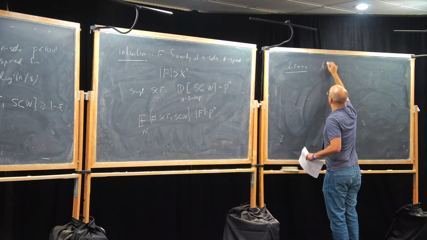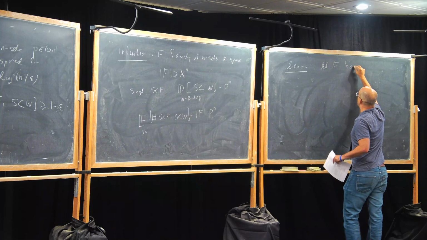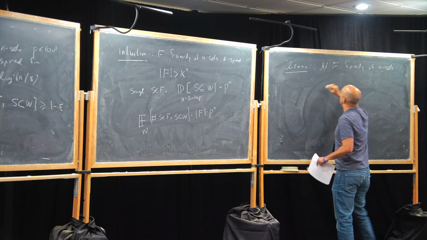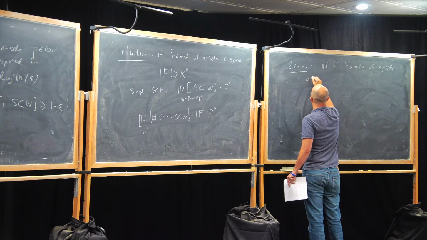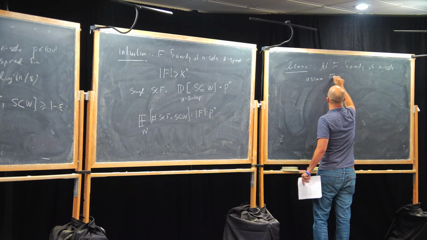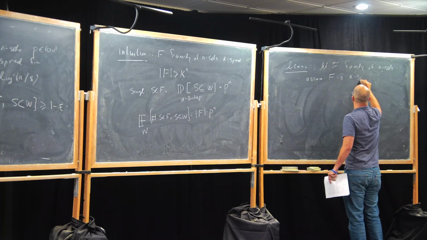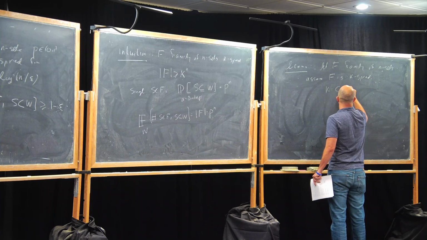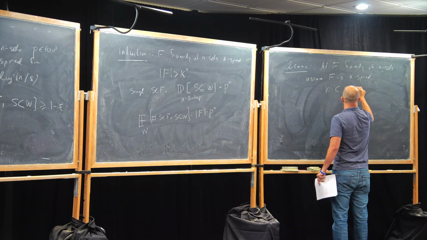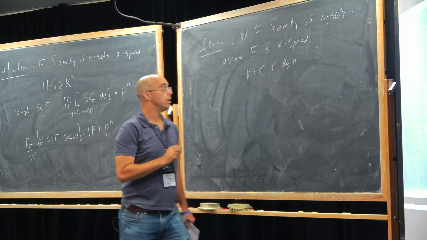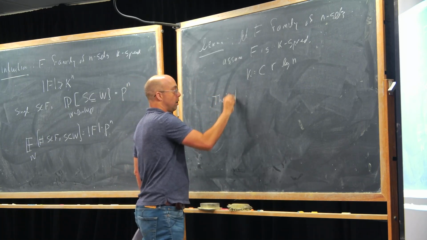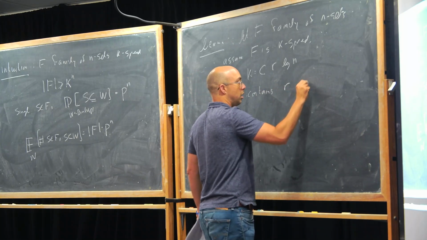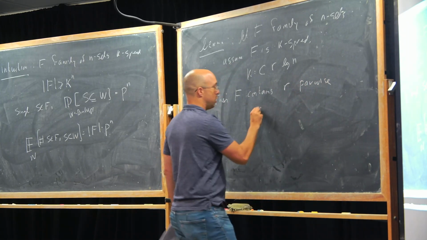So let F be a family of n sets. And let's assume F is K spread, where K is some constant times R log n. Then F contains R pairwise disjoint sets.